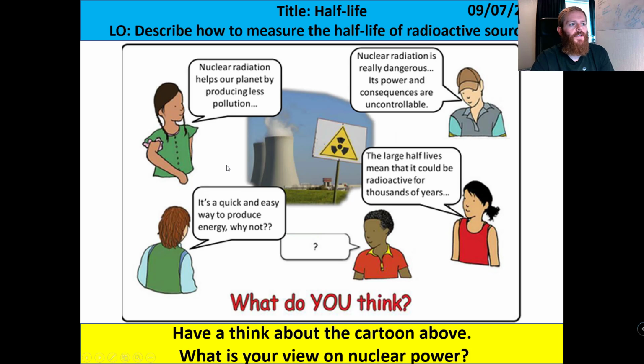So the opinions on the cartoon are: nuclear radiation helps our planet by producing less pollution. This one says nuclear radiation is really dangerous. Its power and consequences are uncontrollable. This one says the large half-lives mean that it could be radioactive for thousands of years. This one says it's a quick and easy way to produce energy, so why not?